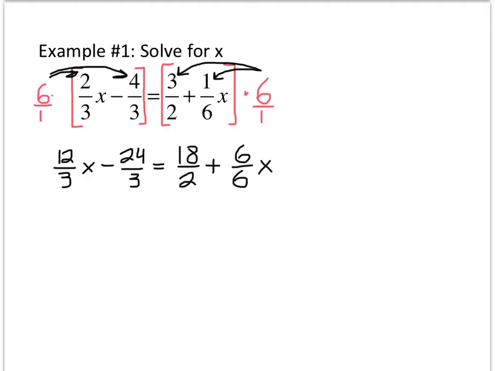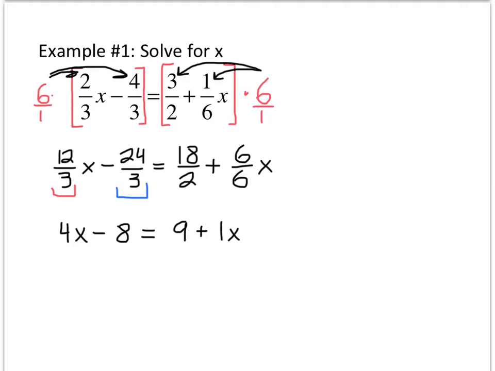But the goal is that now if I look at these fractions, every single one of these fractions should now simplify, or in other words, divide down to an integer. So let's look at our first fraction. I notice that 12 over 3 here simplifies straight down to 4 because 12 divided by 3 is 4. Similarly, I can look at 24 over 3, and I know that 24 divided by 3 is just 8. I know that 18 divided by 2 is 9, and that 6 divided by 6 is 1x.